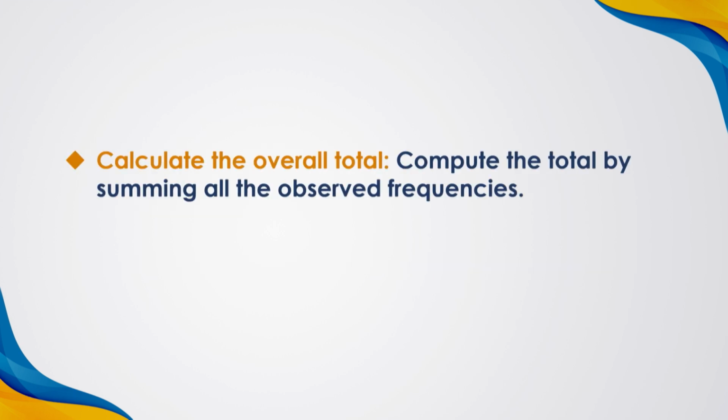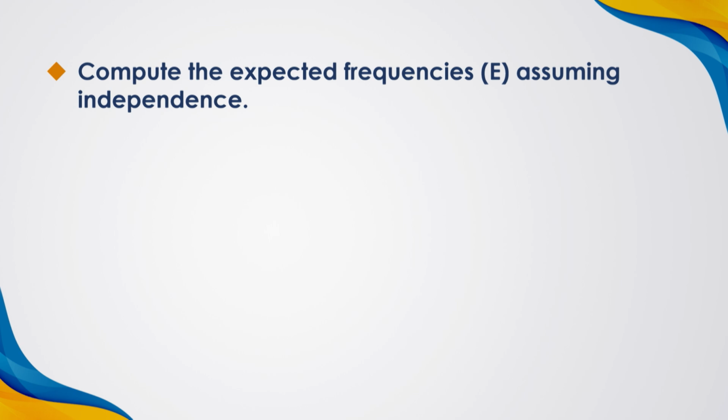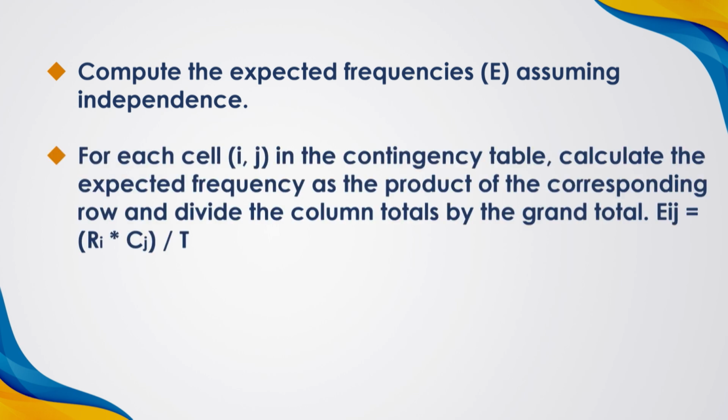Next, to calculate our overall total, that is adding all the values in the table, we obtain the grand total, which I represent as capital T as earlier. Next, to compute the expected frequencies, capital E, by assuming independence, we move on with a cell (i, j). Earlier in the table we went with only 2 rows and 2 columns, so we represented the cells as 1,1, 1,2, 2,1, 2,2. But now it has been generalized, hence you are representing it as (i, j).